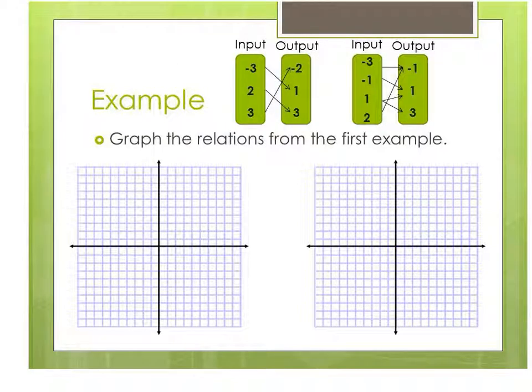Okay, so I can take a mapping, so this is a mapping, and I can graph it. So this just says graph the relations. So we're going to do -3, 1. So I'm going to go over -3, go up 1. There's -3, 1. And then we have 2, 3. So over 2, up 3. And 3, -2, over 3, down 2. There we go. And we did say that was a function.